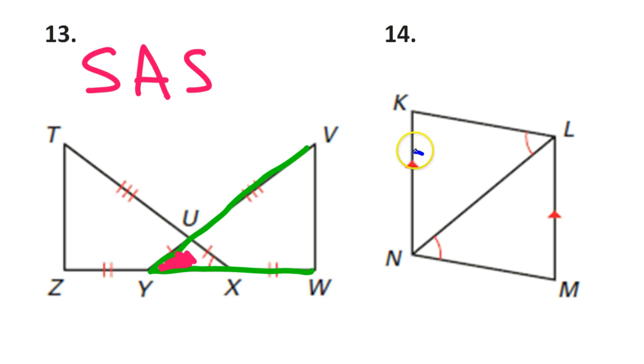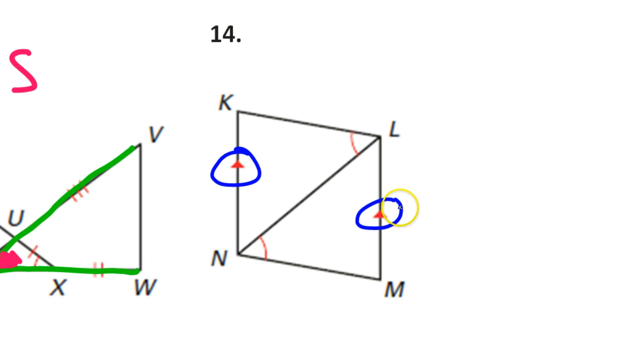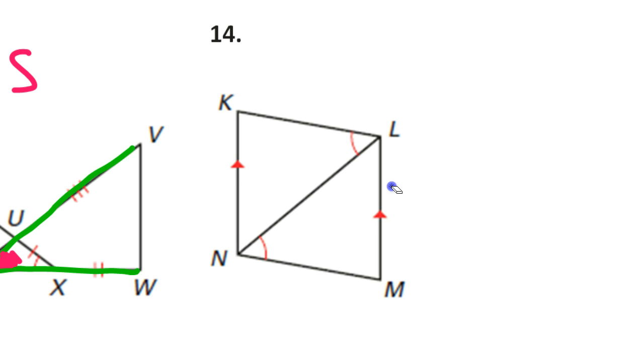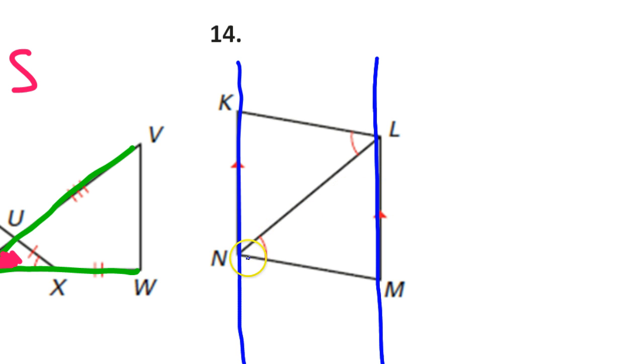Please be careful. These symbols right here do not mean congruent. They mean parallel. They're saying that KN and LM are parallel. They're not necessarily congruent. So fine, they're parallel. What about it? Well, if we have two parallel lines cut by a transversal, there's my two parallel lines, and here's my transversal.